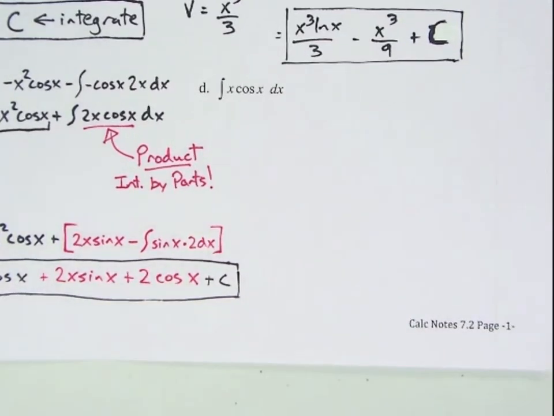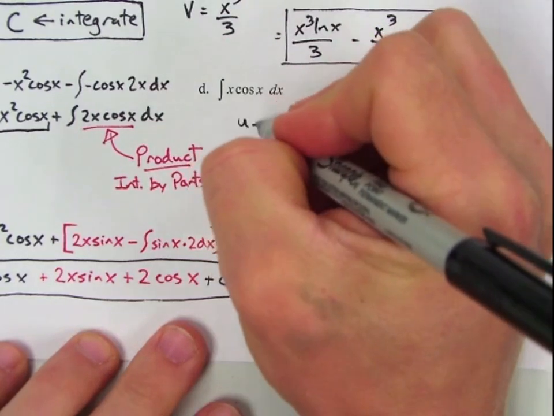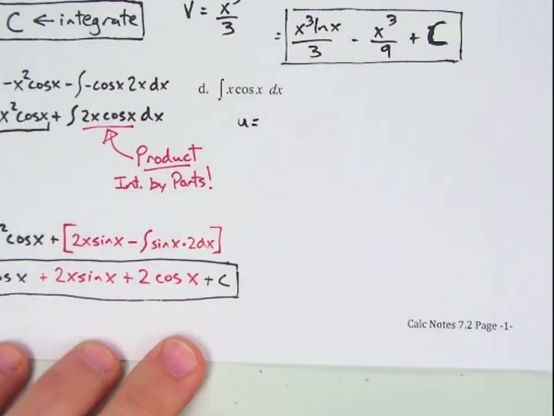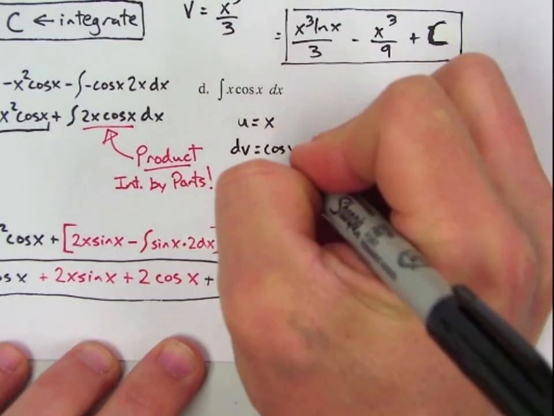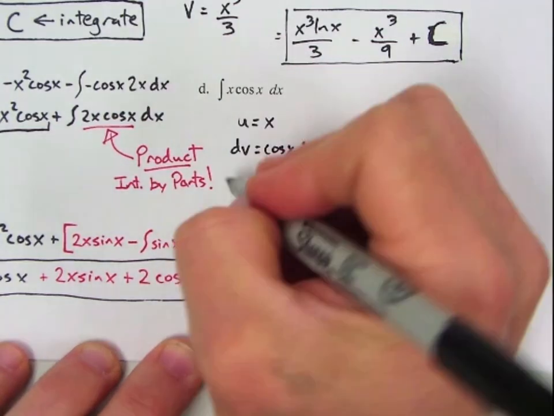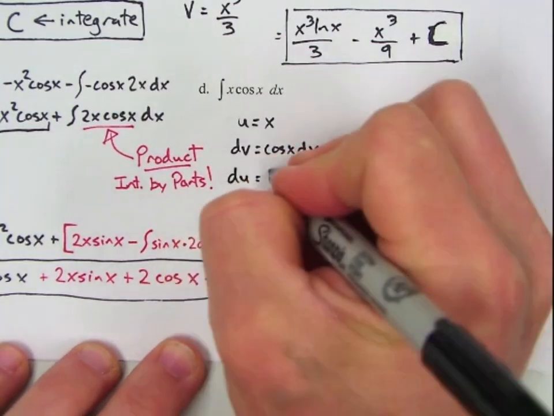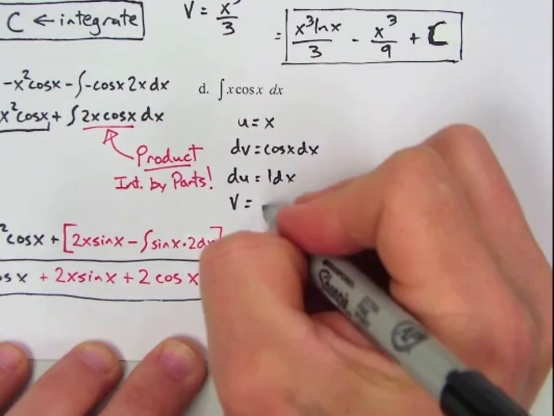All right, let's try our next one: x cosine x. That one's easier. So u is x, it looks easy. dv is cosine x dx. du is 1 dx, and v is sine x.